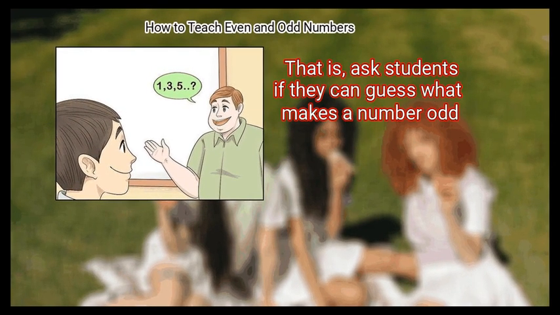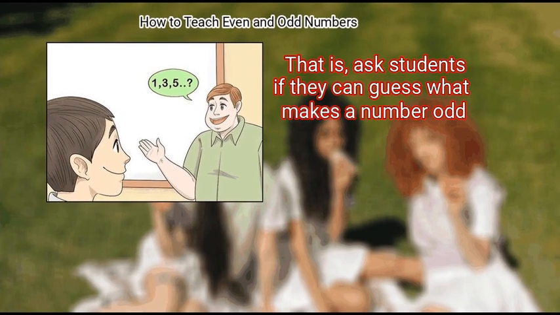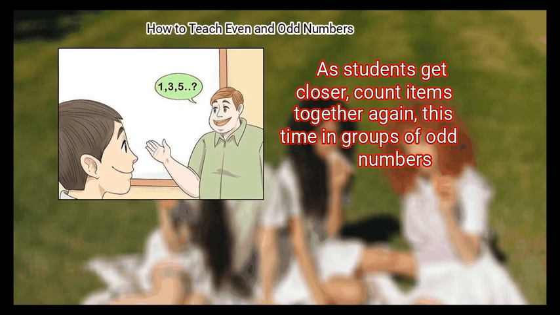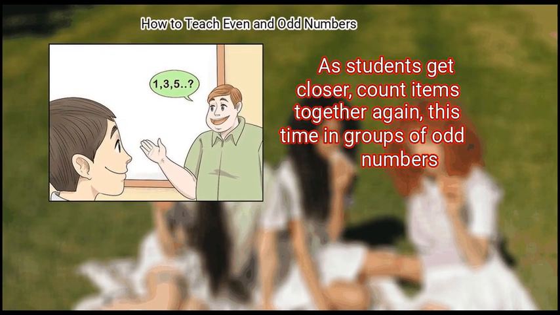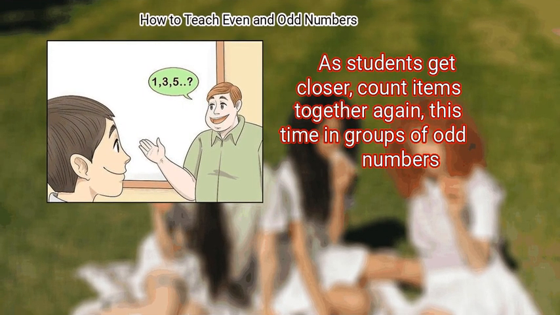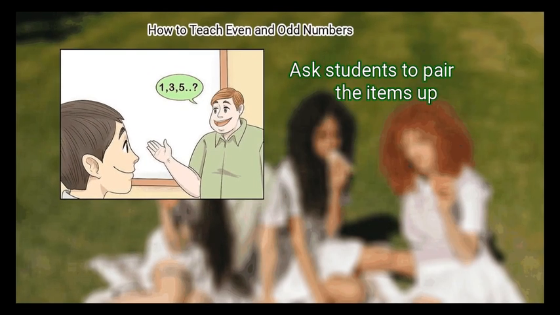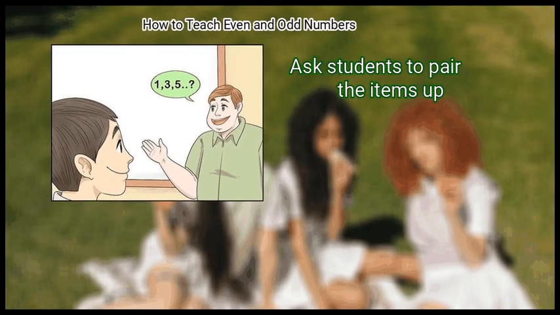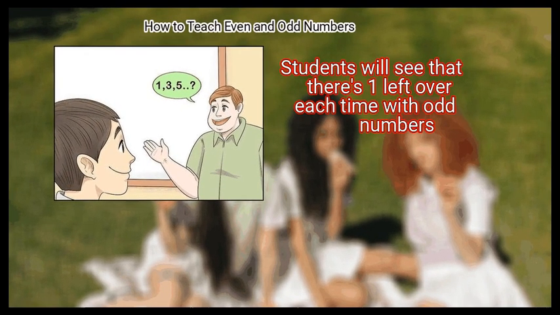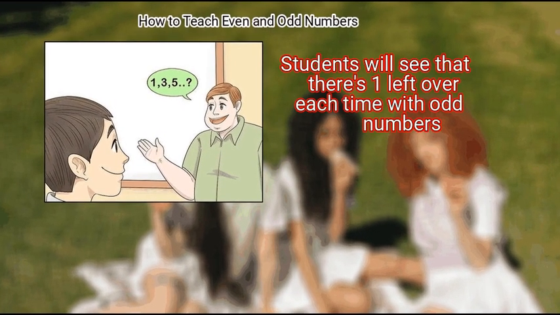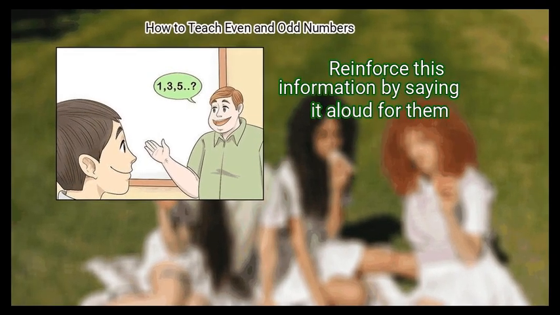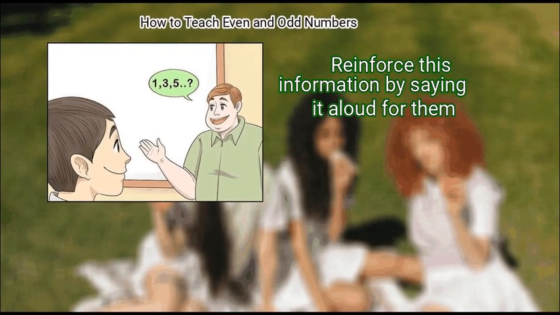That is, ask students if they can guess what makes the number odd. As students get closer, count items together again, this time in groups of odd numbers. Ask students to pair the items up. Students will see that there's one left over each time with odd numbers. Reinforce this information by saying it aloud for them.